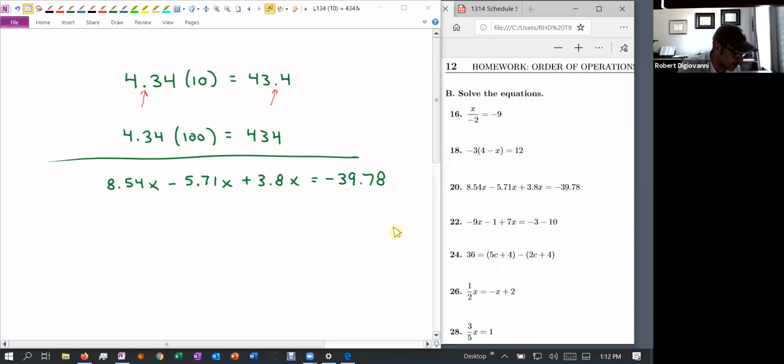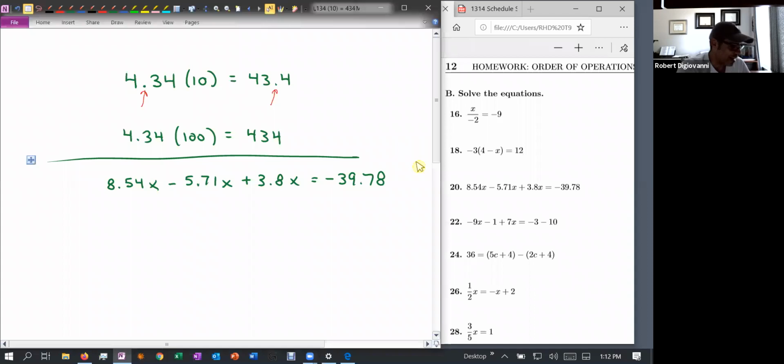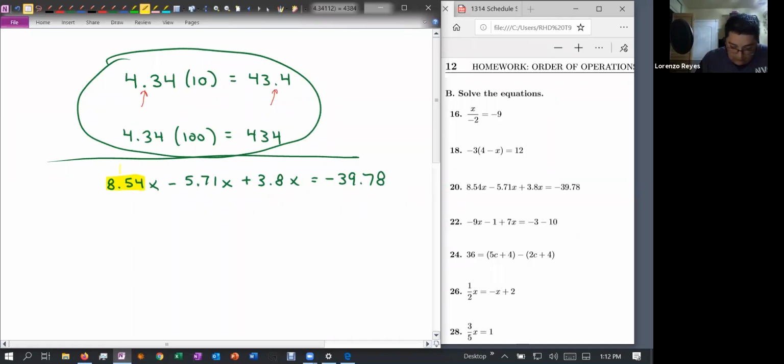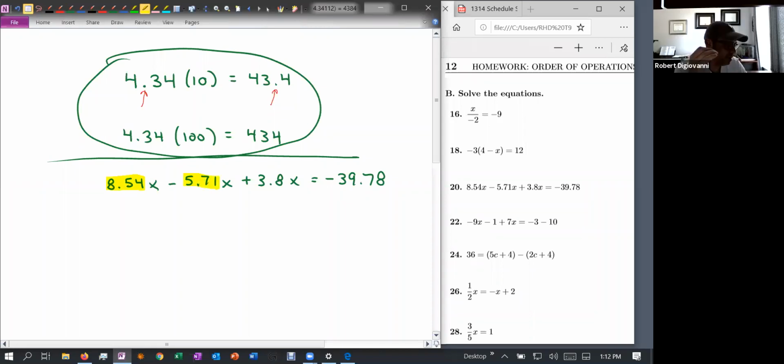All right. So back to this, clearing fractions. Now what we're doing is we're clearing decimals. So we're going to use that same process that I just explained up here. We would like to no longer have decimals. We'd rather have nice numbers. So when we look at these numbers here, 8.54, wouldn't it be better if it was no decimal, just 854? Yeah. And that would be nicer, right? And then 571 would be better if we had 571.